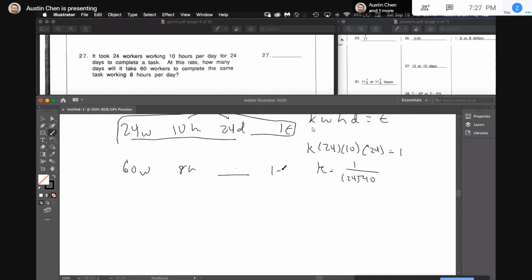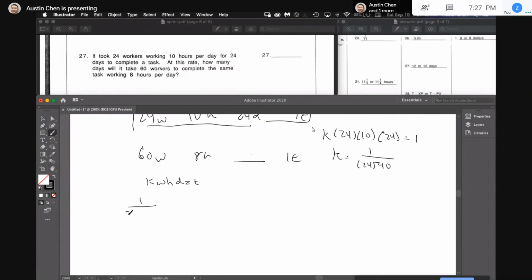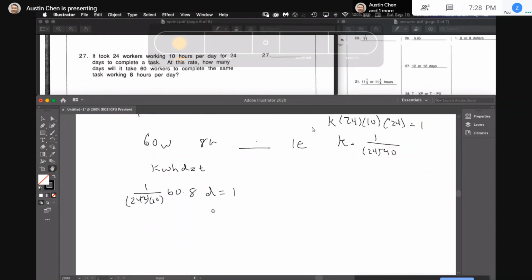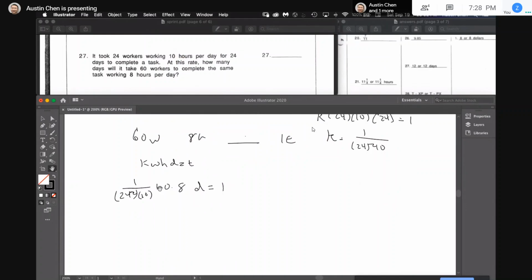So it also tells us that it needs to finish one task. So use the same equation, k times w times h times d equals t, and just plug everything in. K is 1 over 24 squared times 10. W is 60. H is 8. And d is what we're trying to figure out. And it equals 1. So if we move everything to this side and keep d on this side, we're going to get d equals 24 squared times 10 over 60 times 8.